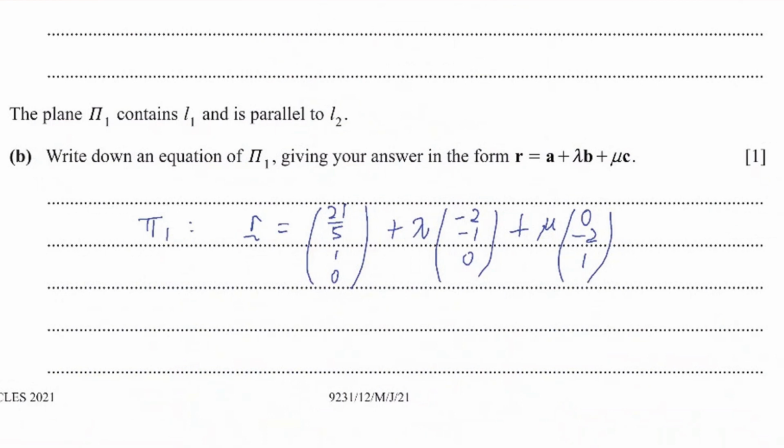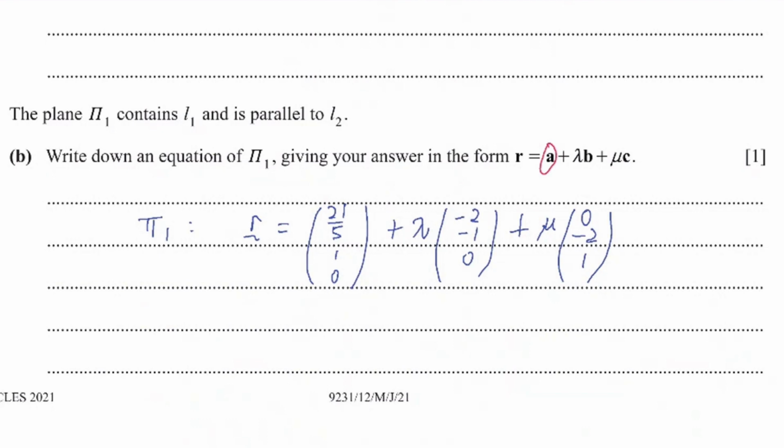So the plane pi 1 contains L1 and is parallel to L2. Give your answer in the form for the equation. So for this equation here, that is the form. What is this form here?